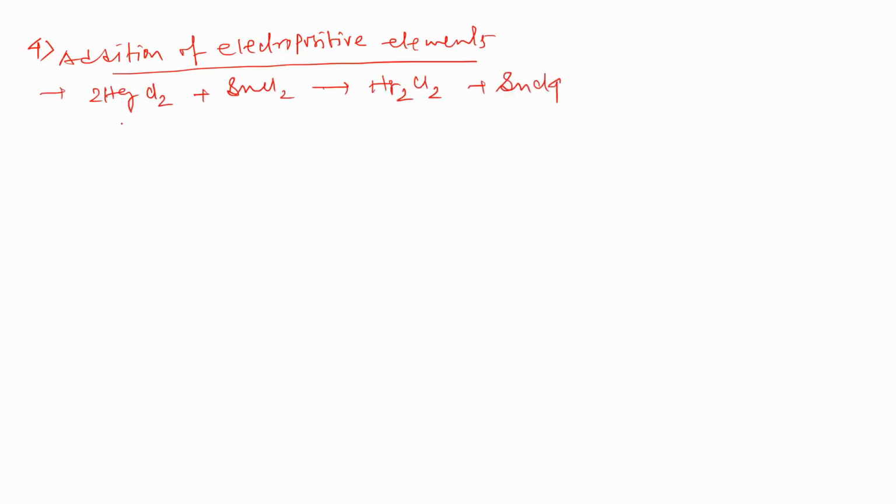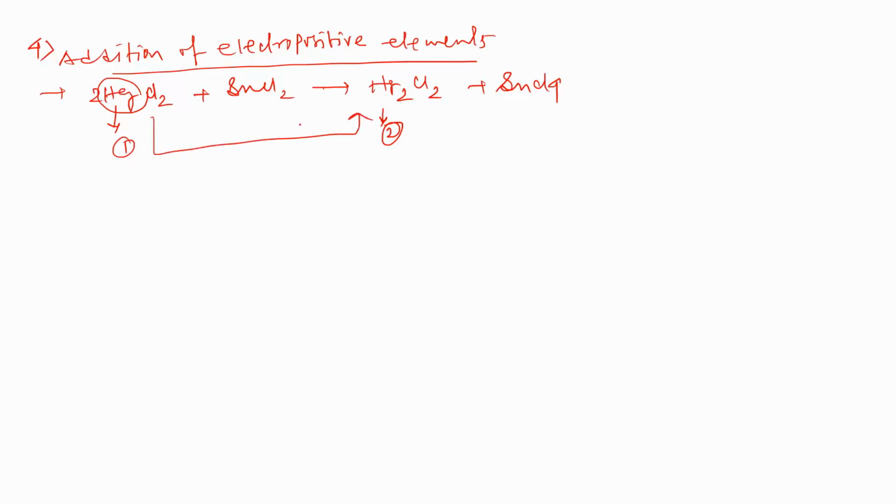Fourth example, addition of electropositive elements. What will be the example? So here this is the electropositive element. After the reaction, here is one mercury, here is two mercury. So one electropositive element is adding. So this is one type of reduction reaction where an electropositive element is added to the substance.